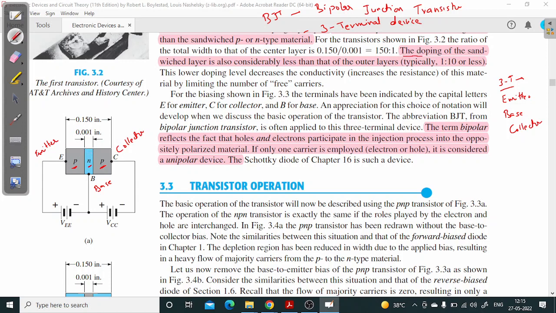Look at here, the doping of the sandwiched layer or the middle layer is also considerably less than that of outer layers, typically 1:10 or less. So the doping of this base would be 1/10 or even less than the doping of these emitter or collector regions. Okay, and the thickness of this base region is also small as compared to the thickness of these outer regions. So keep these things in mind.